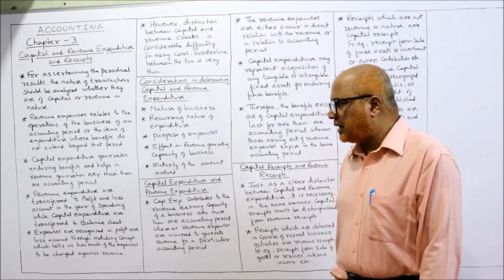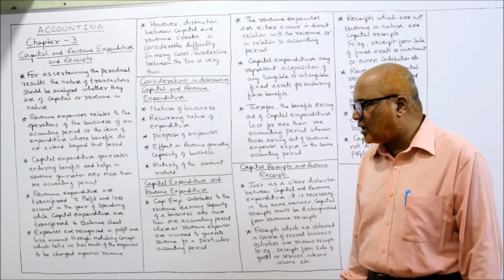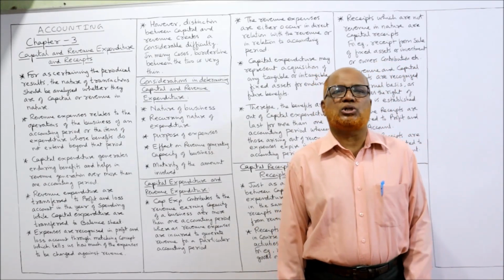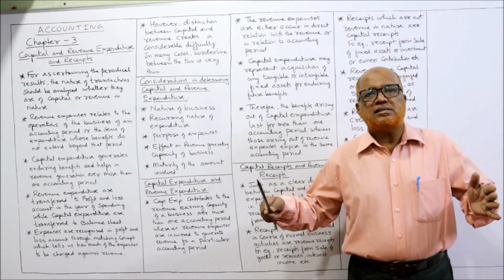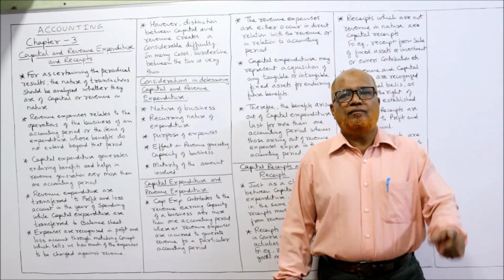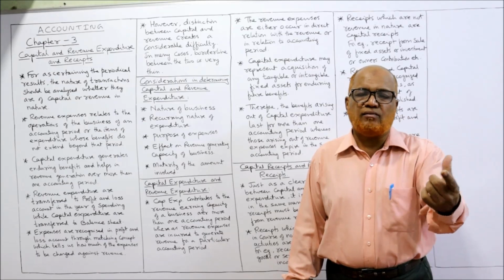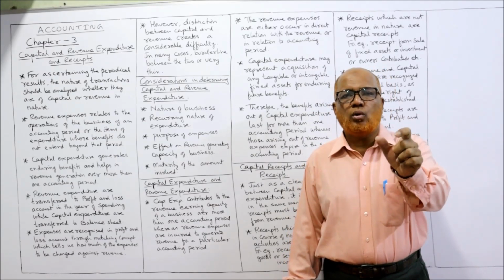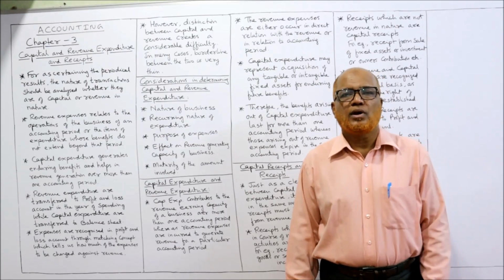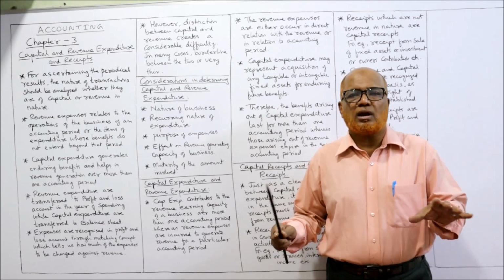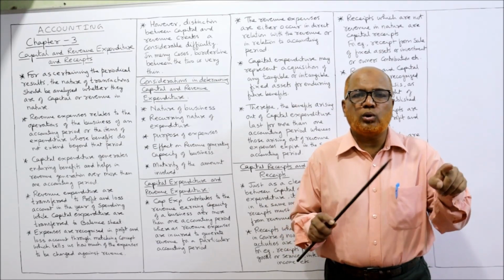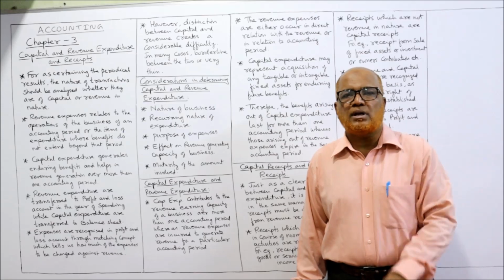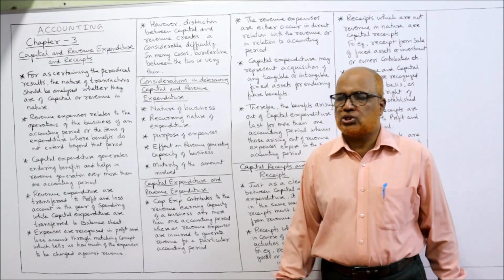Next, revenue expenditure are transferred to profit and loss account in the year of spending, while capital expenditure will be transferred to balance sheet. So we have to analyze the transactions which are revenue transactions and which are capital transactions. The revenue transactions will go to profit and loss account. All revenue expenditure and revenue receipts will go to profit and loss account. Whereas capital expenditure and capital receipts will go to balance sheet.